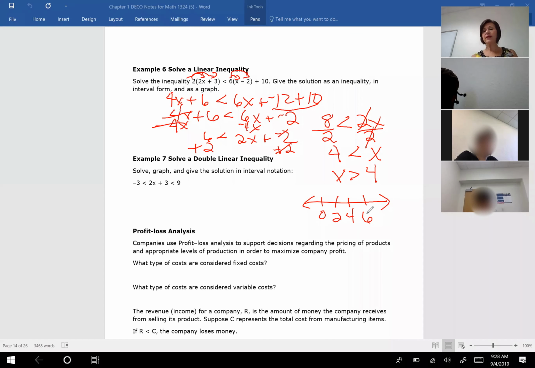Parentheses. And because this greater than sign tells me the arrow is going to go to the right, if I use the parentheses, I could put the open parentheses there and draw it that way. If you wanted to put the open circle there, that's fine too.